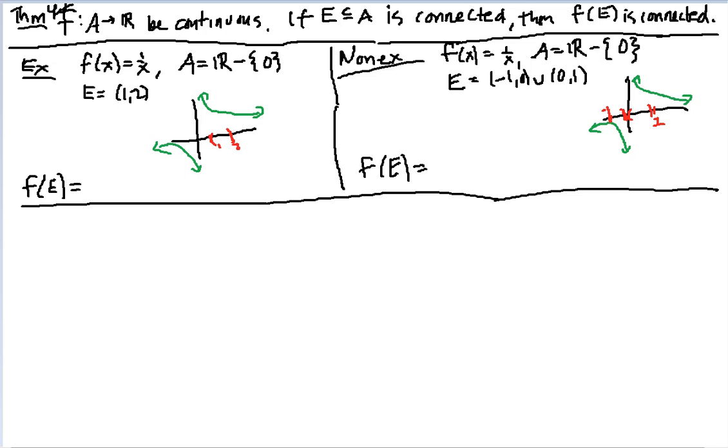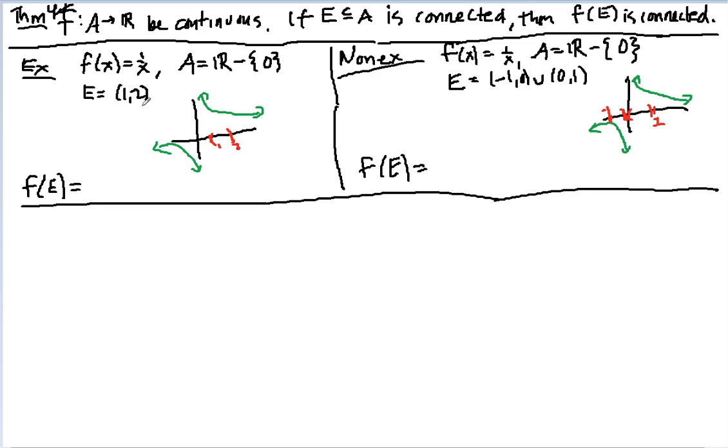Looking at the theorem, suppose you have a continuous function f with a domain A. If you have a subset E of A that's connected, then f of E is also connected. I'll give you an example and a non-example, then I'll run you through the idea of the proof. So in both the example and the non-example, my f is 1 over x, my domain is everything but 0.